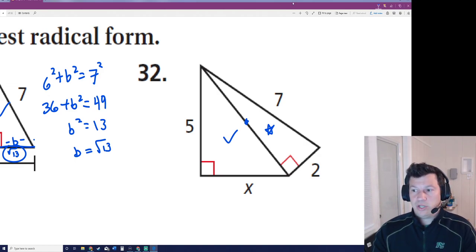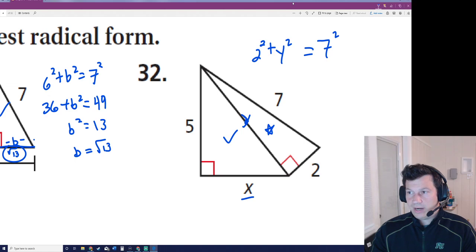Let's say 7 is my hypotenuse. That's the only thing to be careful of. Make sure you know which one's the hypotenuse. So it's going to be 2 squared plus, we'll call that y squared. I just didn't want to call it x because it's already down there. So 2 squared plus y squared equals 7 squared. I wrote it correctly this time because I'm learning. So y squared is 49 minus 4, which is 45. So radical 45 is y.